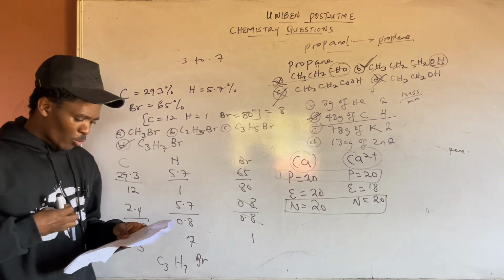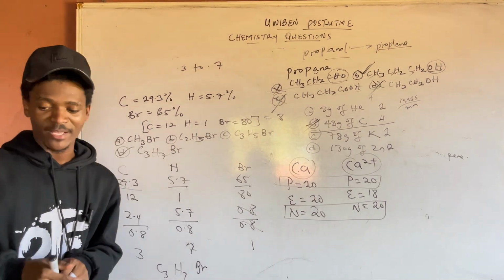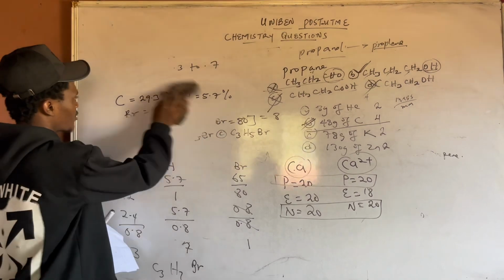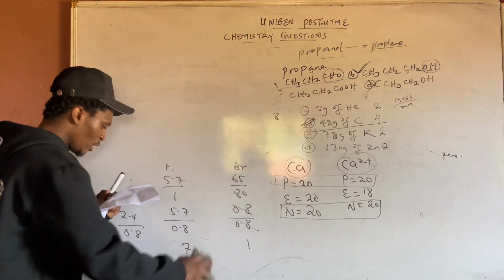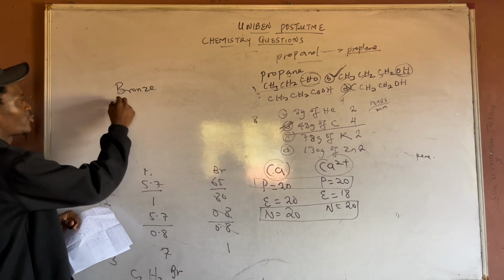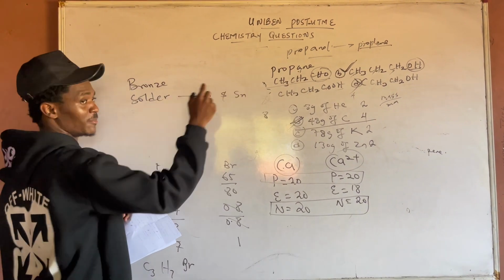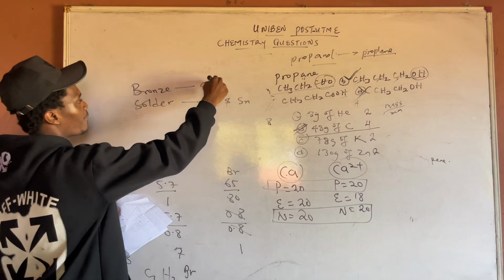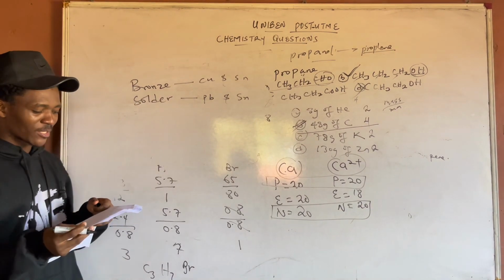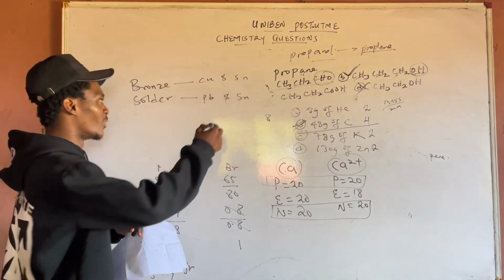The next question. Which metal is a constituent of both bronze and soft soda? That's talking about soft soda, which we treated just now. Soft soda is made up of lead and tin. You can still remember. Then bronze is made up of copper and tin. So which one is common to both of them? It is actually tin.